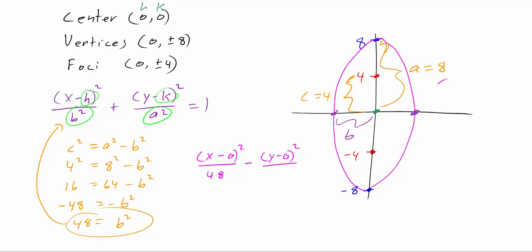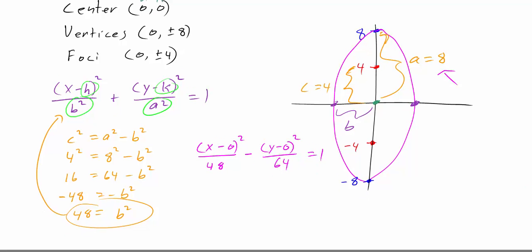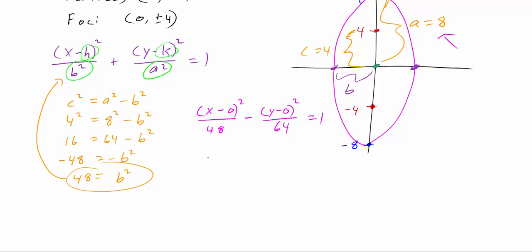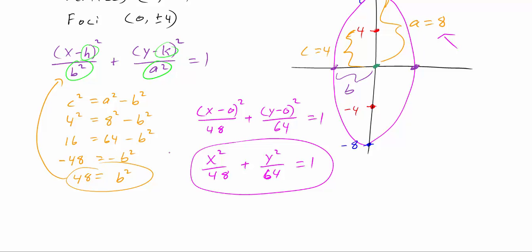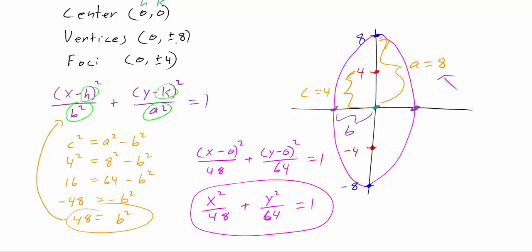Well, if a is equal to 8, 8 squared would be 64. Because h and k are 0, we could simply write this as x squared over 48 plus, whoops, this should be a plus here, plus y squared over 64 equals 1. So here we have the standard equation for the ellipse that is centered at the origin, vertices of plus or minus 0, plus or minus 8, and your foci of 0, plus or minus 4.